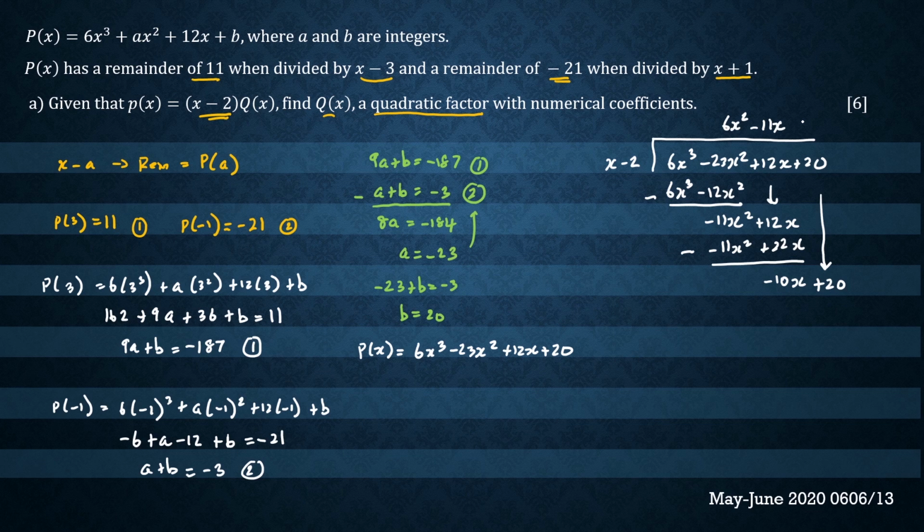So the last term of our quotient will be negative 10. So negative 10 times x, negative 10x. Negative 10 times negative 2 will be 20. And when you subtract, you'll get 0. So our polynomial then can be written as x minus 2 times 6x squared minus 11x minus 10.